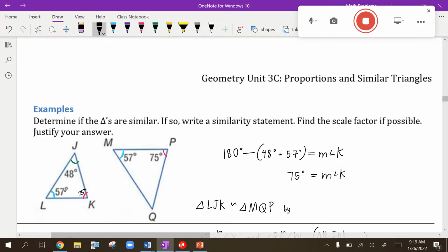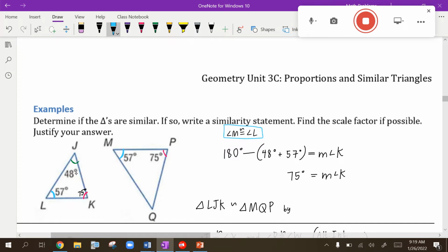So for this one, when we just start out, we see angle M and angle L are congruent to one another. So that's one angle that we know is congruent. That's good. But we don't know anything about the sides. So let's keep looking at the angles.